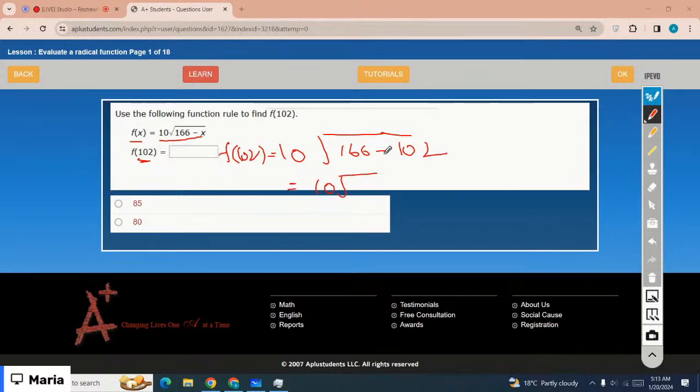166 minus 102 is 64, right? And you can write the square root of 64 as the square root of 8 times 8. You can write it as 8 squared, square and square root cancel out. You are left with 10 times 8, and 10 times 8 equals 80. The correct option is 80. f of 102 equals 80. Got it?